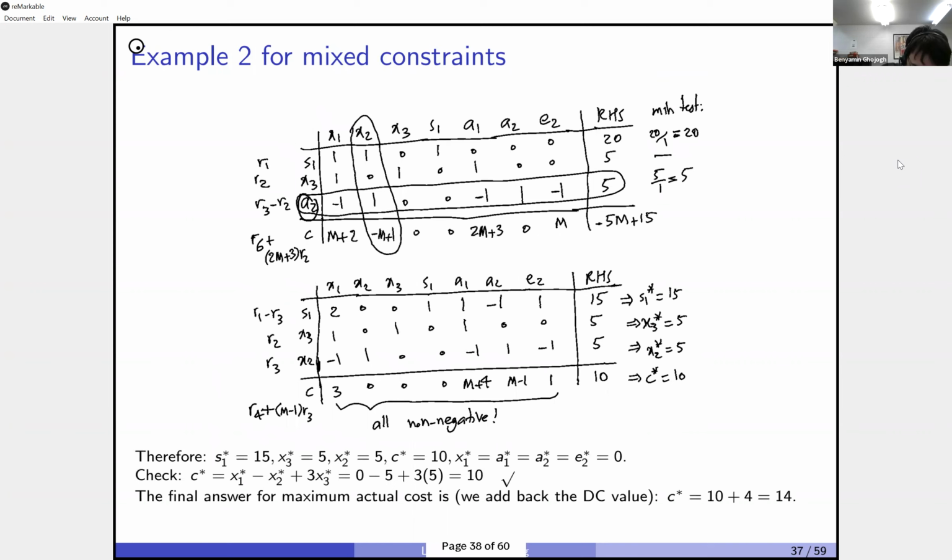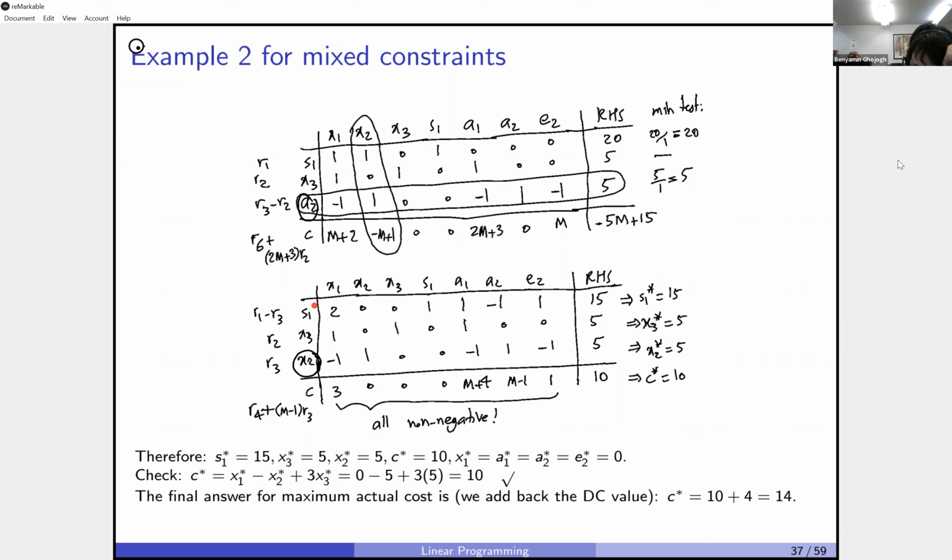See here, I have replaced A2 with X2 as we discussed. And we finally come up with this table where all of the values in the cost row are non-negative, because M is a big number, so M minus 1 is a big positive number, of course non-negative. And these are also non-negative. It can be 0 or positive. Therefore, we are done. We are at the best extreme point in the simplex algorithm, right?